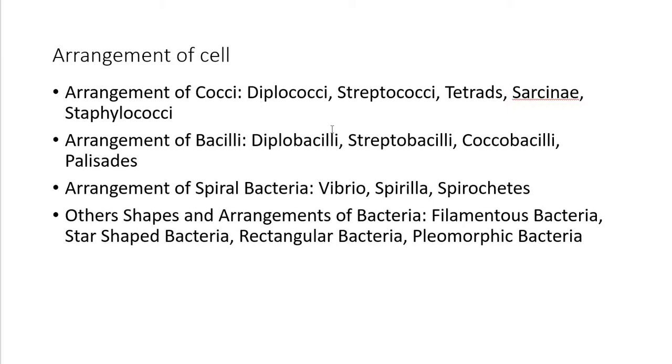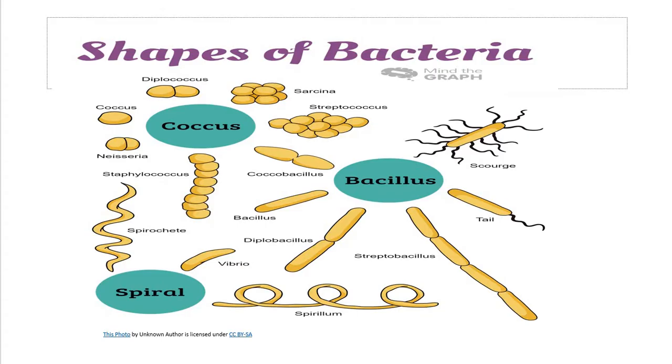So like this, the bacterial cells are arranged. Here we can see the arrangement of the cells. This is a Diplococci, Staphylococci, Streptococcus. Similarly, the bacilli are also arranged.